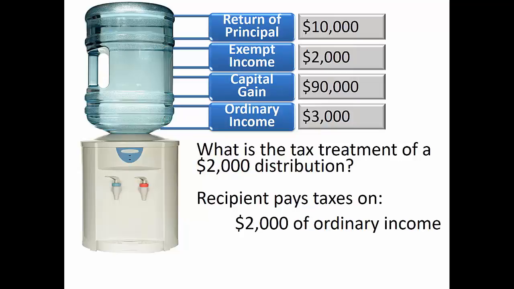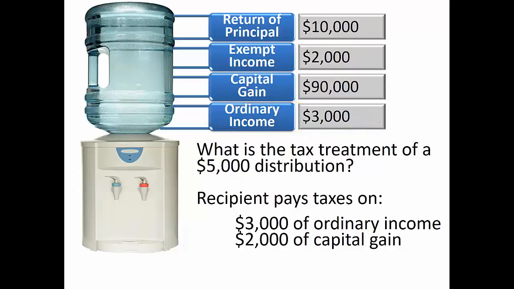In this case, the trust is holding $3,000 of ordinary income earned from its investments in corporate bonds. Because all ordinary income must be paid out prior to the payment of other types of income, the entire $2,000 payment will count as ordinary income to the annuitant.